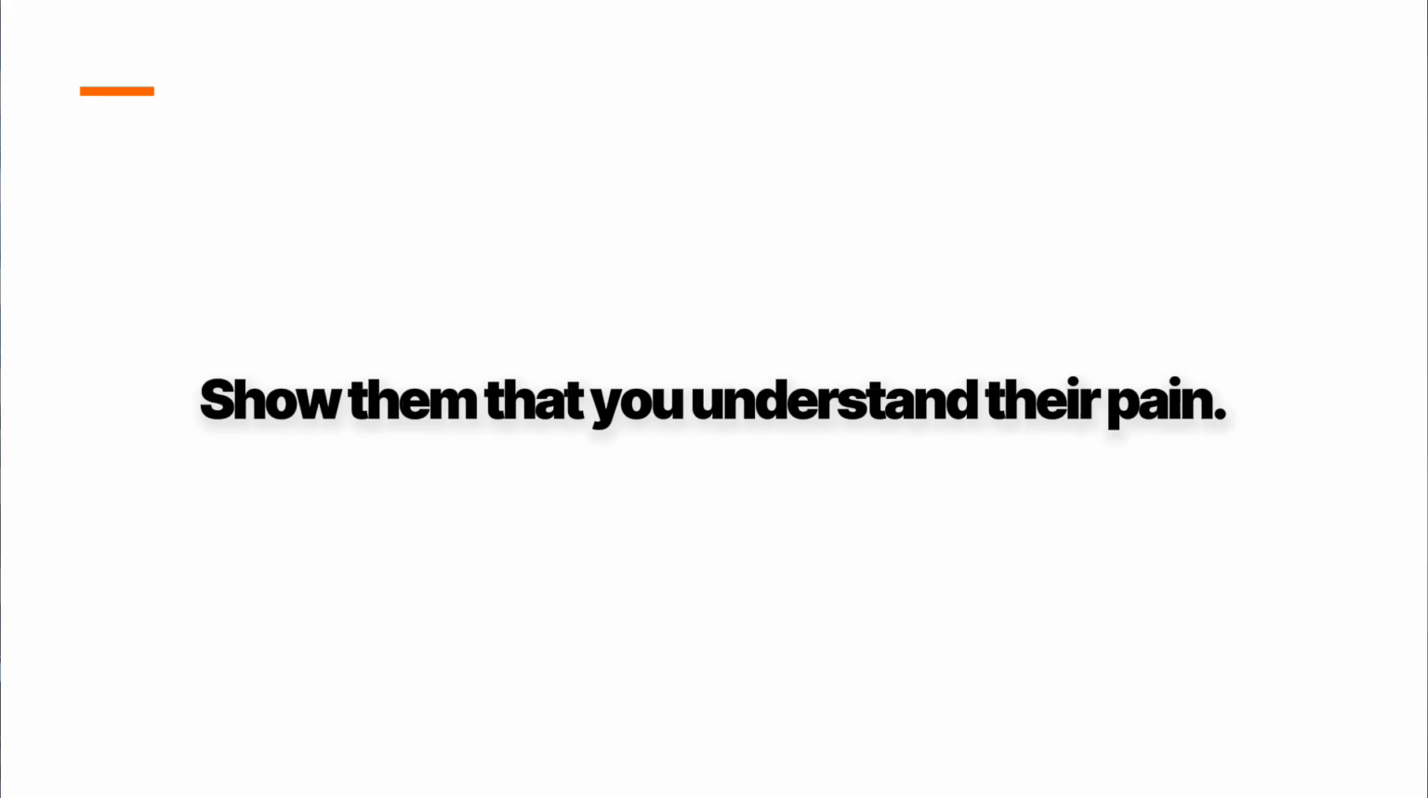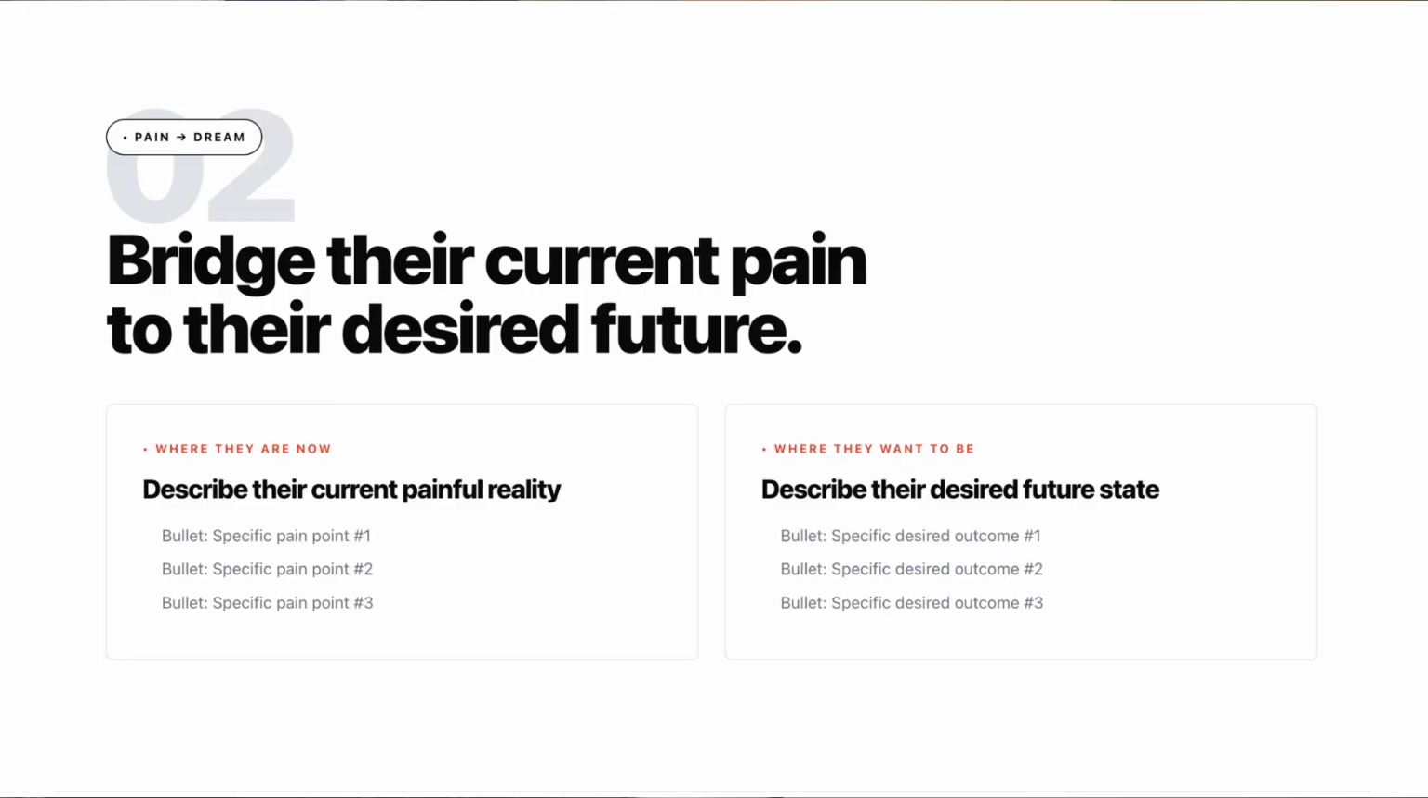But the core idea is just show them that you understand their pain, and the more specific you can get here, the better. So list out exactly where they are now, what are the pains that they're dealing with, and then show them where they'd like to be. What's the dream outcome? By showing visitors that you understand their problem, they're so much more likely to trust you and to continue scrolling. Most landing pages skip this step. But just like a sales conversation, if you dive straight into explaining how great you are and what the product does, you've already lost the sale.